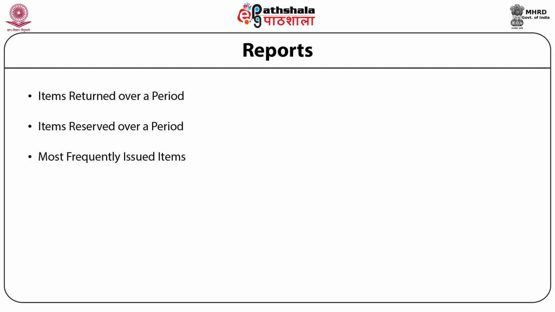Most frequently issued item. This option facilitates generation of a list of most frequently issued documents by displaying their accession numbers, titles of the books, etc. Most frequent members. It displays a list of most frequent users by showing the member details and how many times each has used the library.